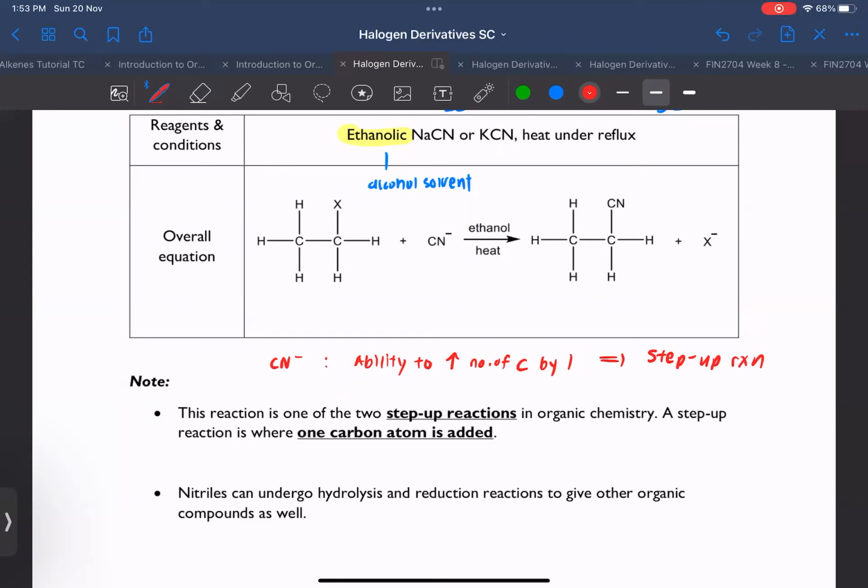Very crucial idea. Step up just means you increase the number of carbons by one. But it doesn't have to be by one. Sometimes you can step up by more. Then I am sure you all can guess step down means to decrease the number of carbons. But we won't look at step down in today's chapter yet.